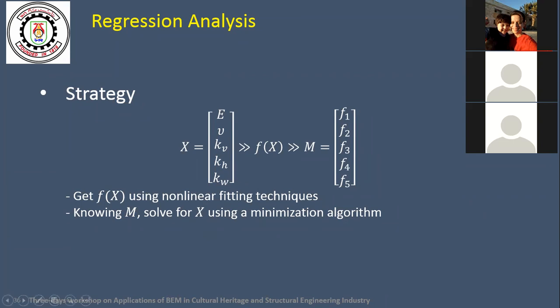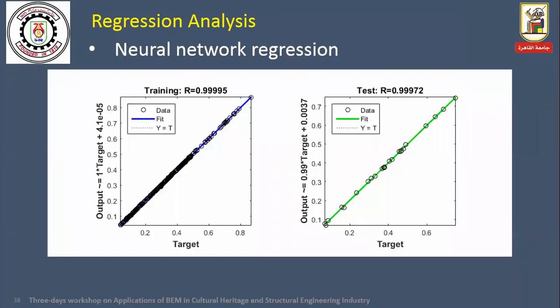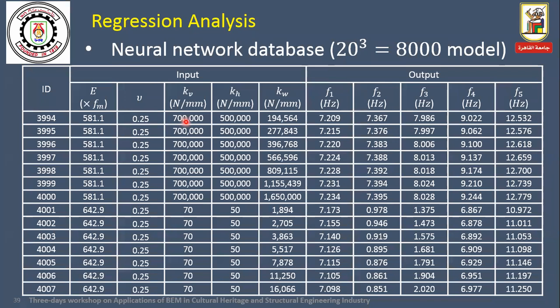So we created the database, a number of models. We use their input and output for the new values of the vertical spring and horizontal spring, as well as the wall stiffness. Each one of these models had a different value for one of these parameters, and this is how we came up with our 8,000 models that were used for the neural net.